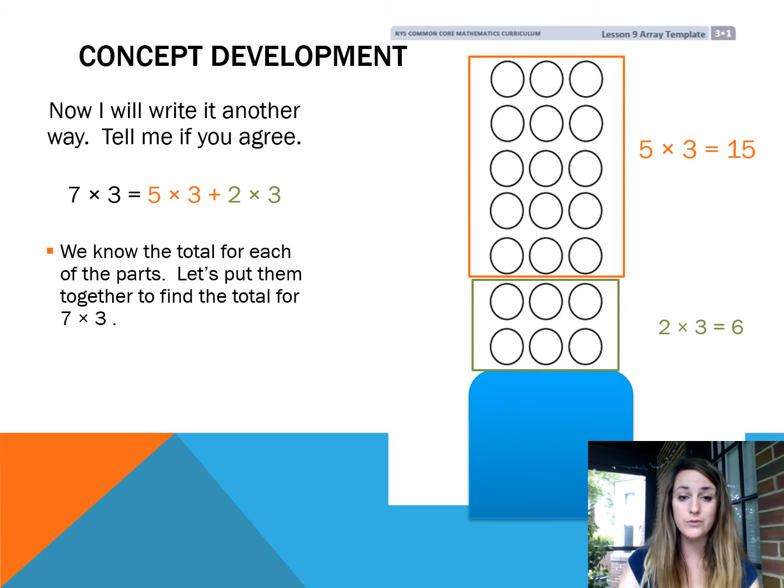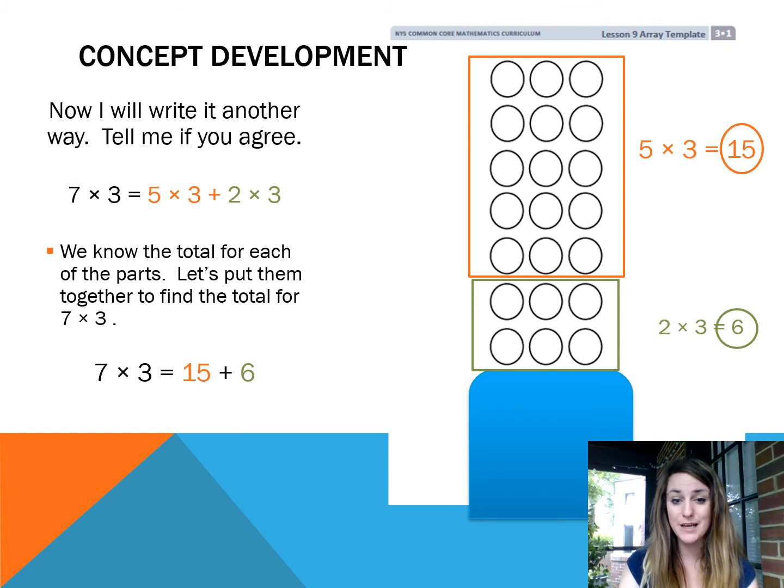We know the total for each of those parts. Let's put them together to find the total for 7 times 3. 15 plus 6. 7 times 3 is the same as 15 plus 6. 7 times 3 is 21.